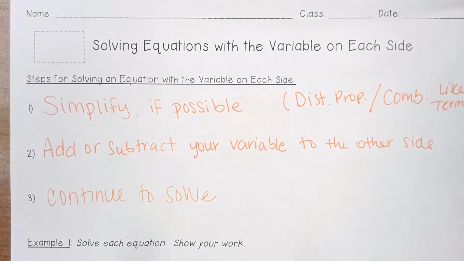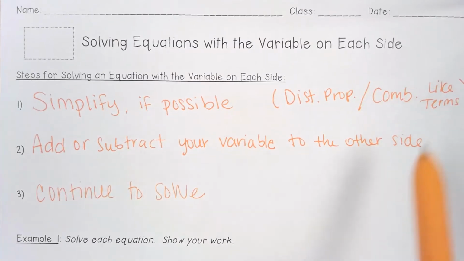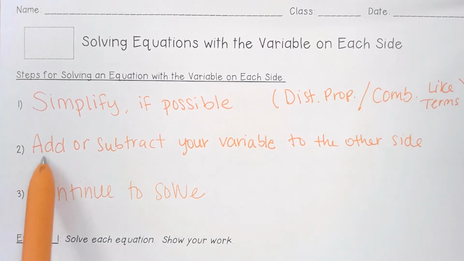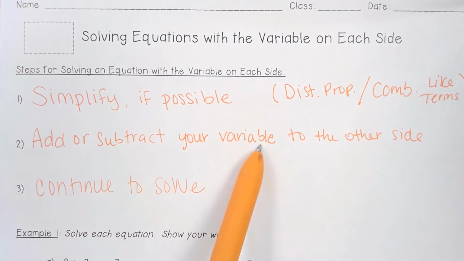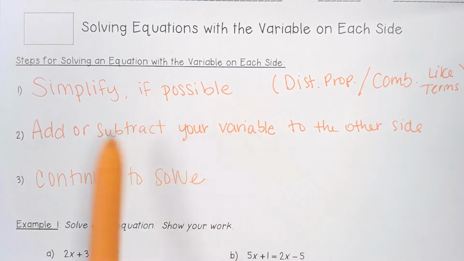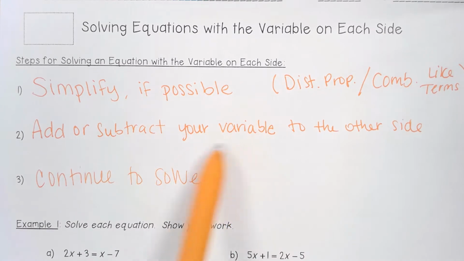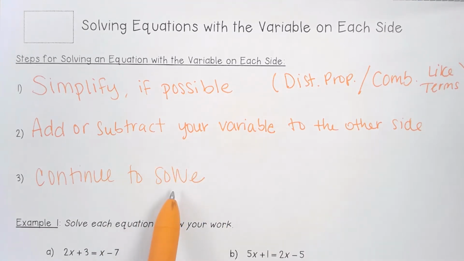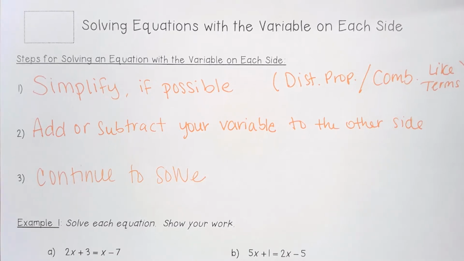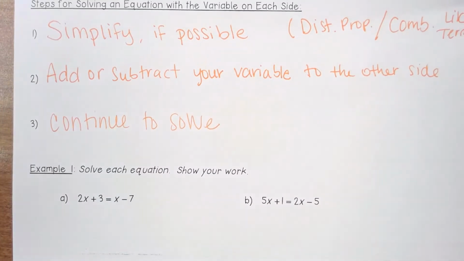Okay, so again, simplify if possible. So if you can do the distributive property or combine like terms, you need to do that first. Second step is you're going to move your variable to one side of the equal sign by adding or subtracting it. And then once you do that, you'll see your basic equation like you guys are used to. So that's why it says continue to solve. Okay? So let's do these together.